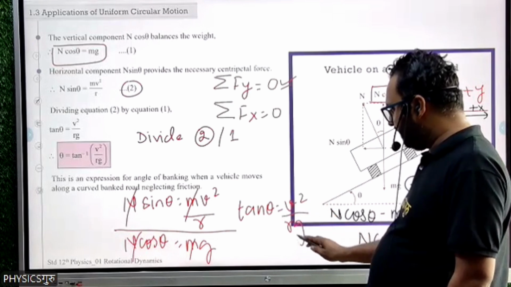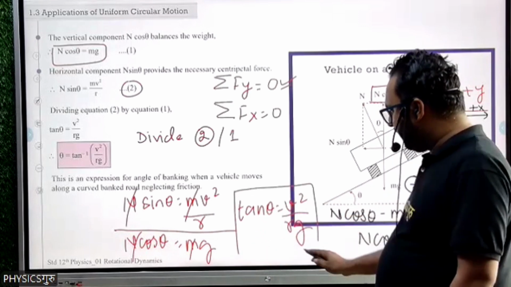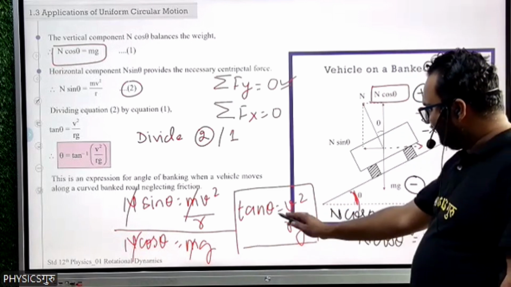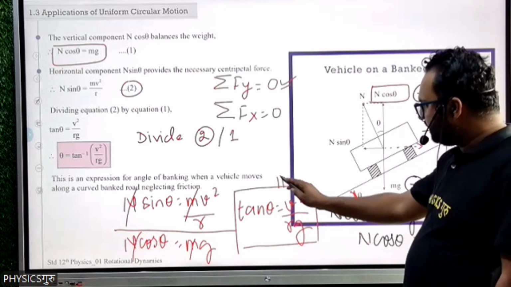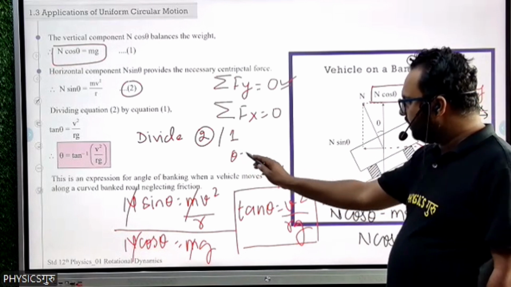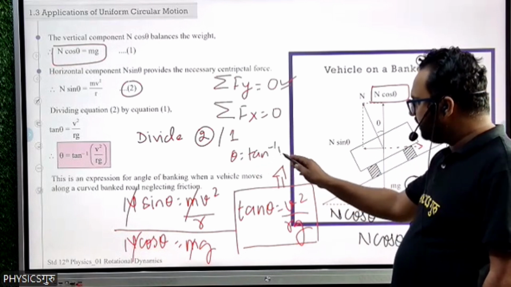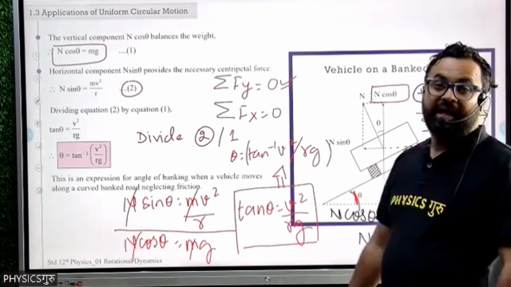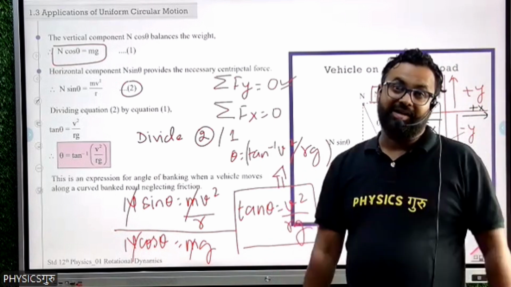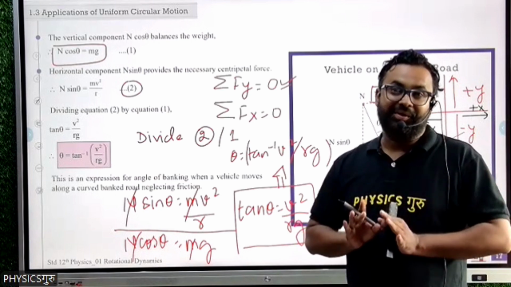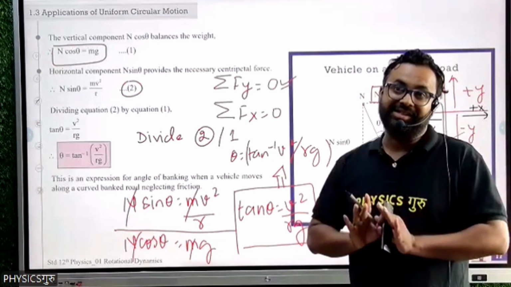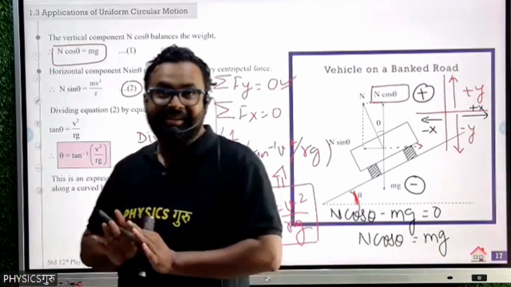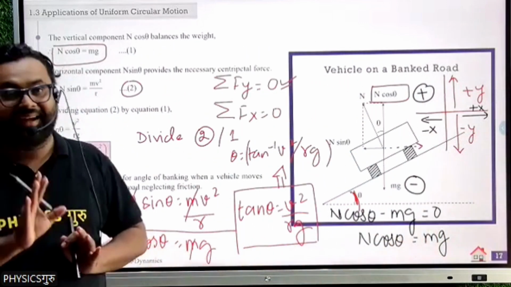V square over rg. So this is nothing but the angle, right? Tan theta. We are interested in the theta value, so theta will be tan inverse of v square upon rg. You can write it as theta is equal to tan inverse v square over rg. So this is a simple concept of banking of road, that is, a vehicle on a banked road. I hope the concept is clear. This angle is called the banking angle.